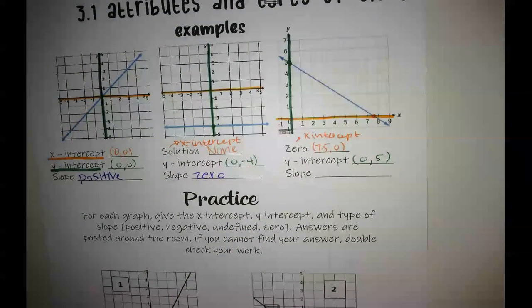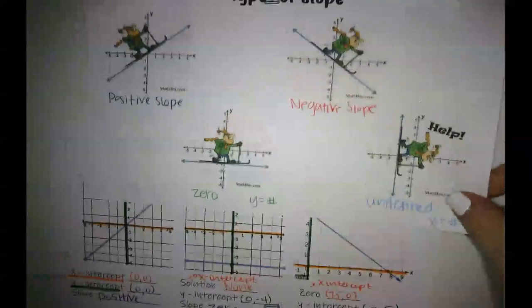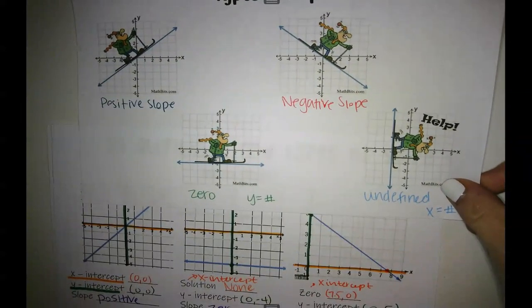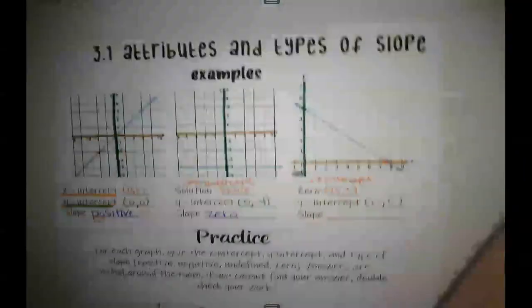Okay, and then what kind of slope? Which way would my skier be going? He'd be going down the hill. So it is negative.